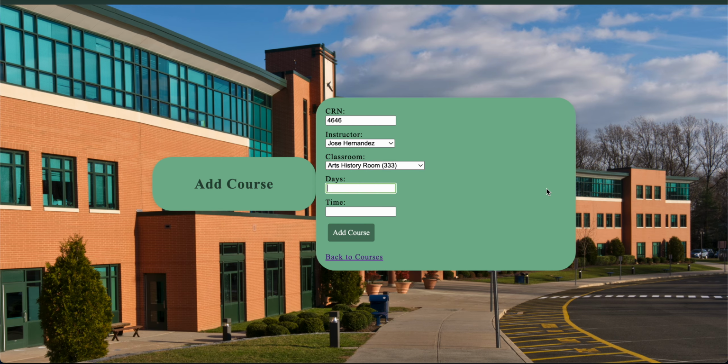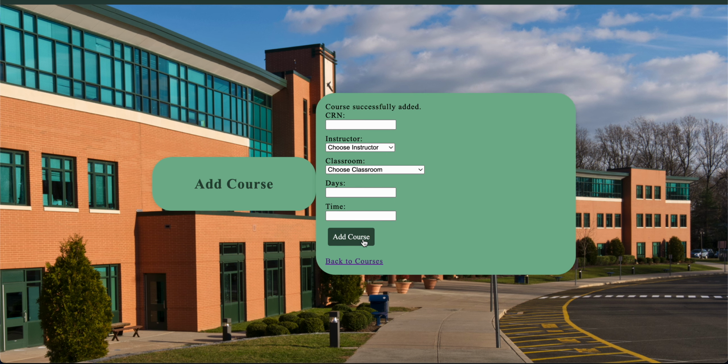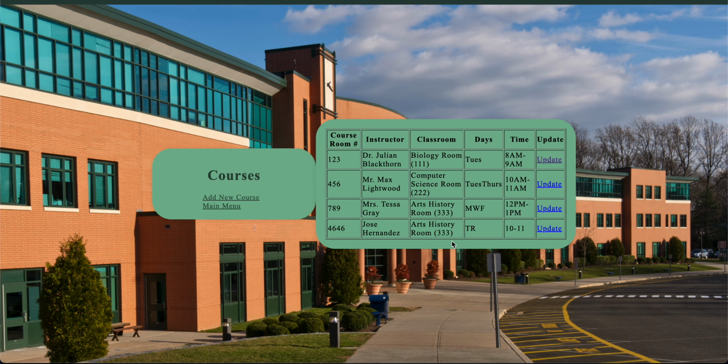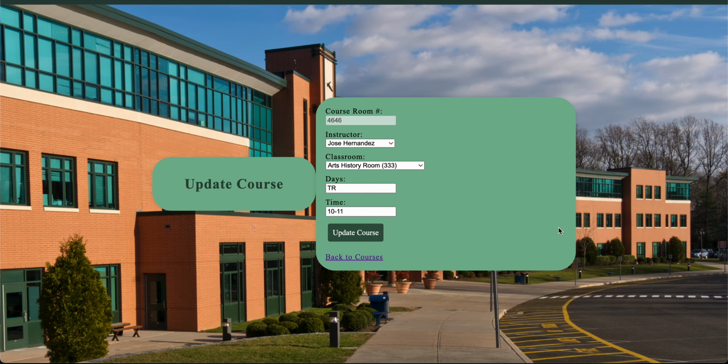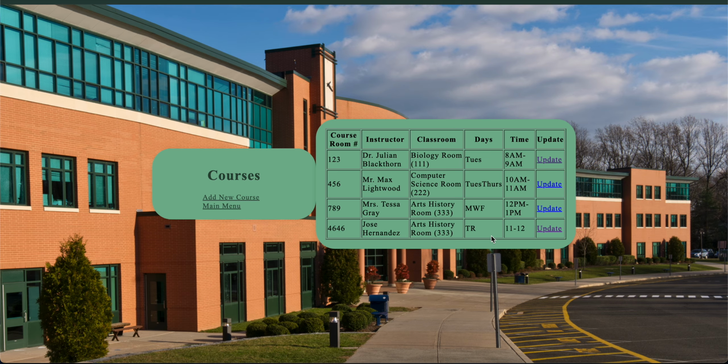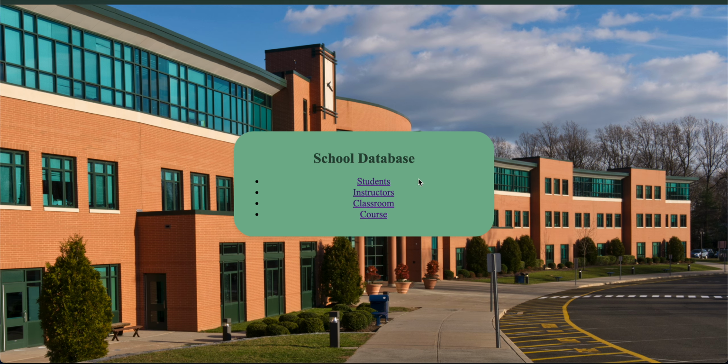Days, we can do abbreviations. So Monday, Wednesday, Friday would be MWF. Tuesday, Thursday would be TR. So let's just say TR. Time, it's going to be 10 to 11. We can add the course, and when we go back, it'll just say 10 to 11. If we want to update this and say, oh, it's actually not going to be from 10 to 11, but 11 to 12, we go to update, and that'll update that information back for us. And that is the school database.